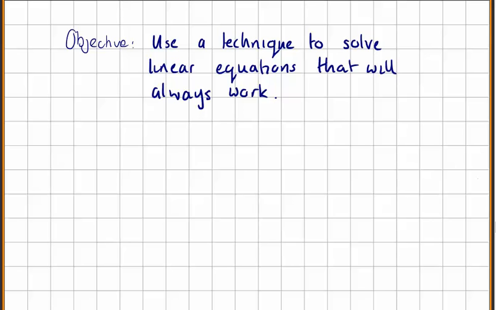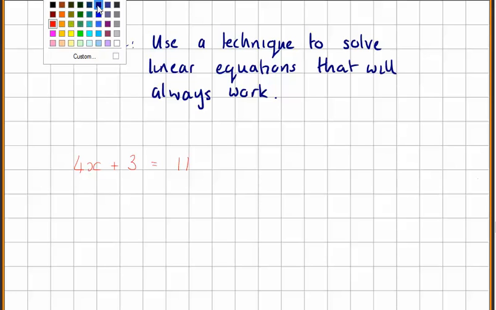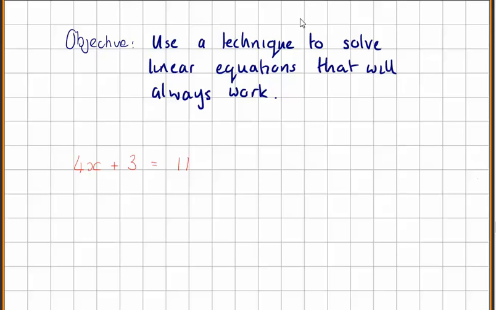Okay, so as I said, I want to give you a technique that always works. At the moment, if I give you something like 4x plus 3 equals 11, you are able to do that. But the method you probably have is to do it in your head and think, what goes to what. That's fine, but we need a method you can do on paper, so that if the equation gets more difficult, you can still use the same technique. Okay?